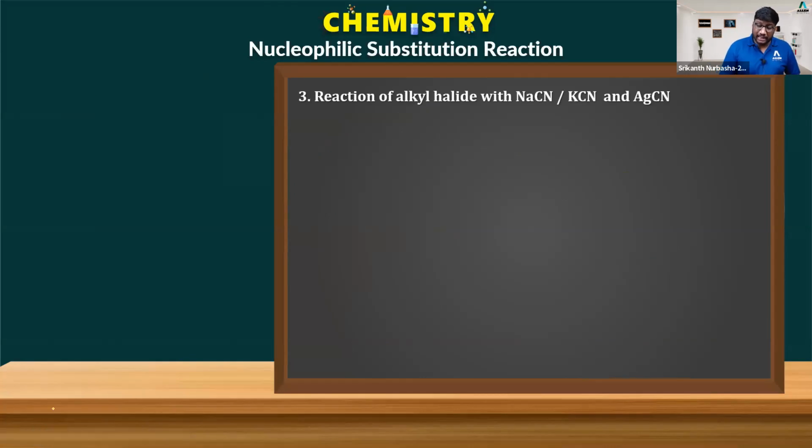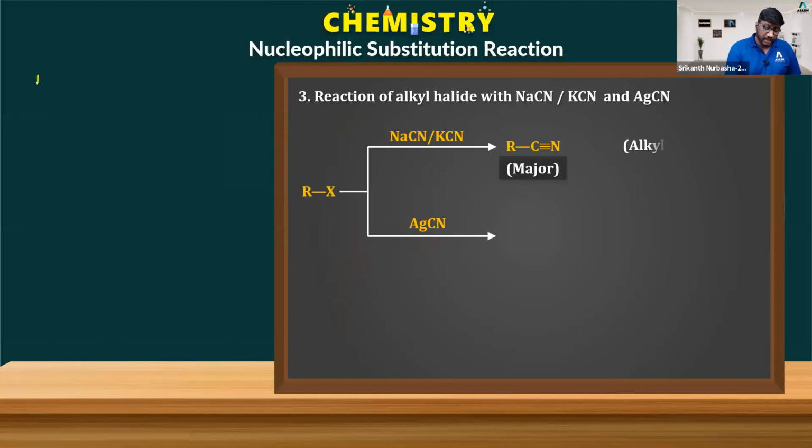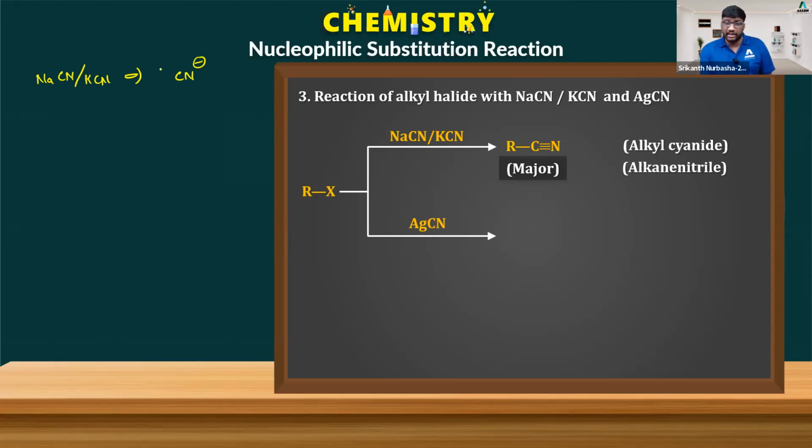Reaction of alkyl halide with NaCN or KCN and AgCN. Same argument again. NaCN or KCN are ionic in nature. They produce cyanide ion, CN minus. The attack can happen from the carbon side or from the nitrogen side. Cyanide ion is an ambident ion, right? The attack can still happen from the carbon side or nitrogen side. But which attack is happening? From the carbon side. Why?